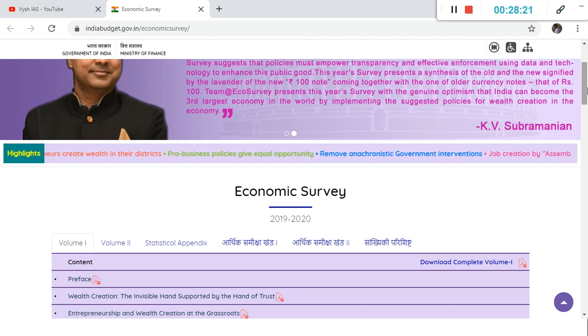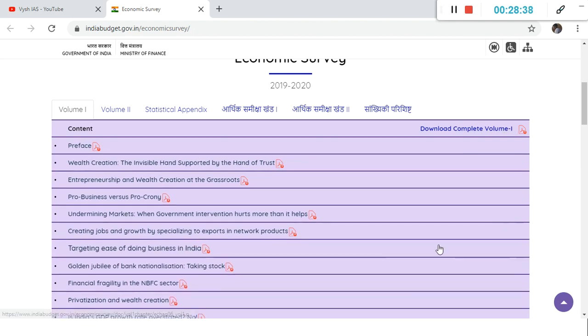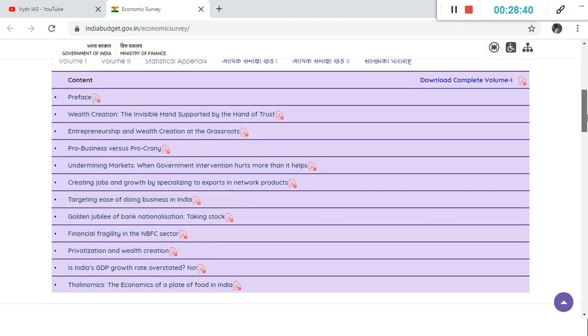And if you see here below, 2019-20, this is how it will be. So volume 1, volume 2, then an appendix, then in Hindi also it is there. So here, you can download it directly, but in the download they have locked all the things, like you cannot copy paste. But in the original website, when you read, everything is accessible. So here, if you see, I think 11 chapters. Yeah, 11 chapters for volume 1.